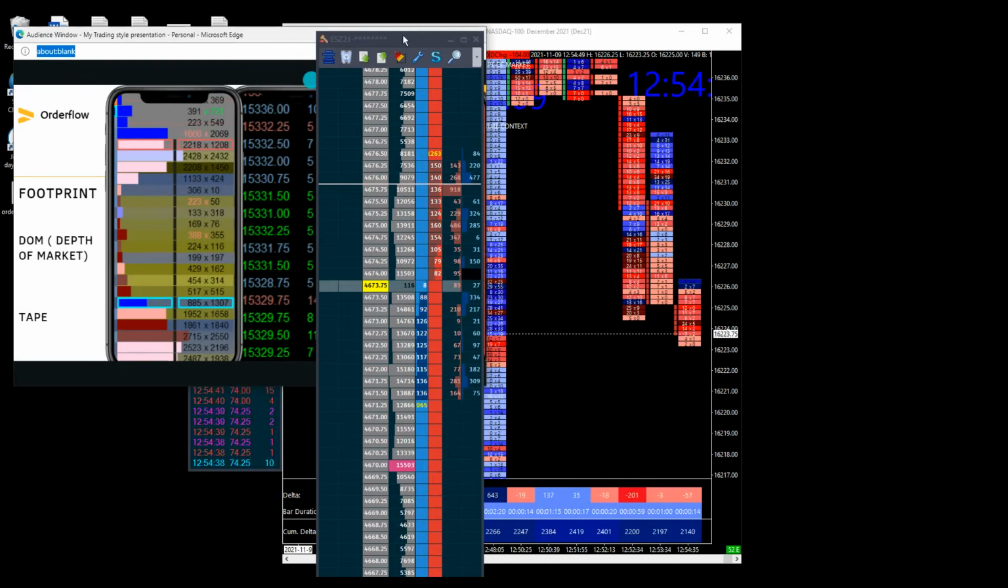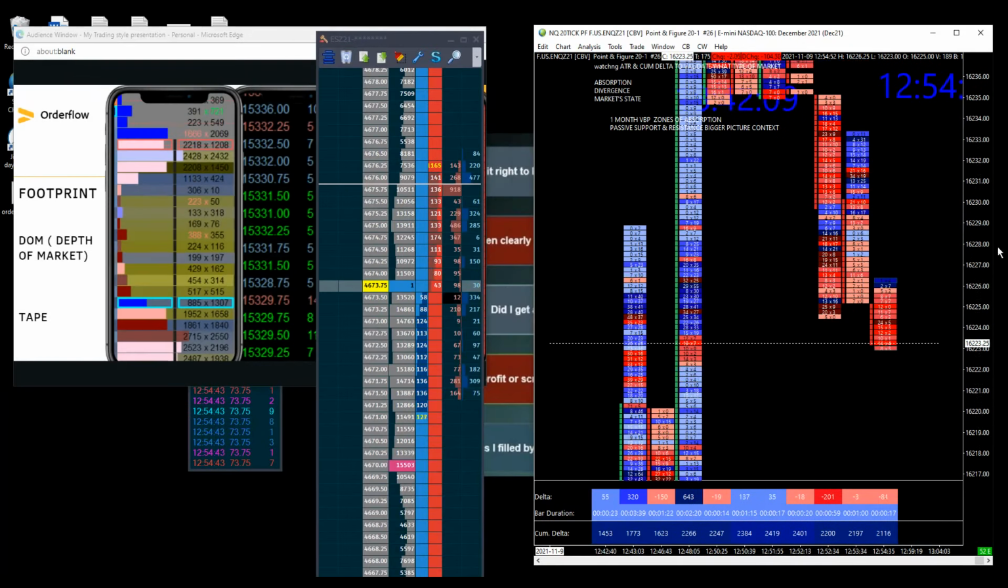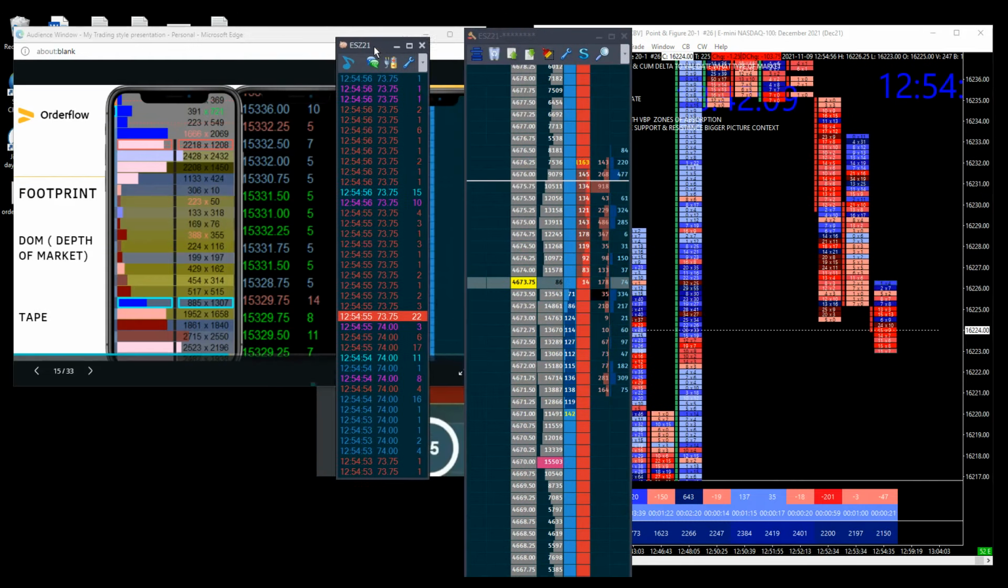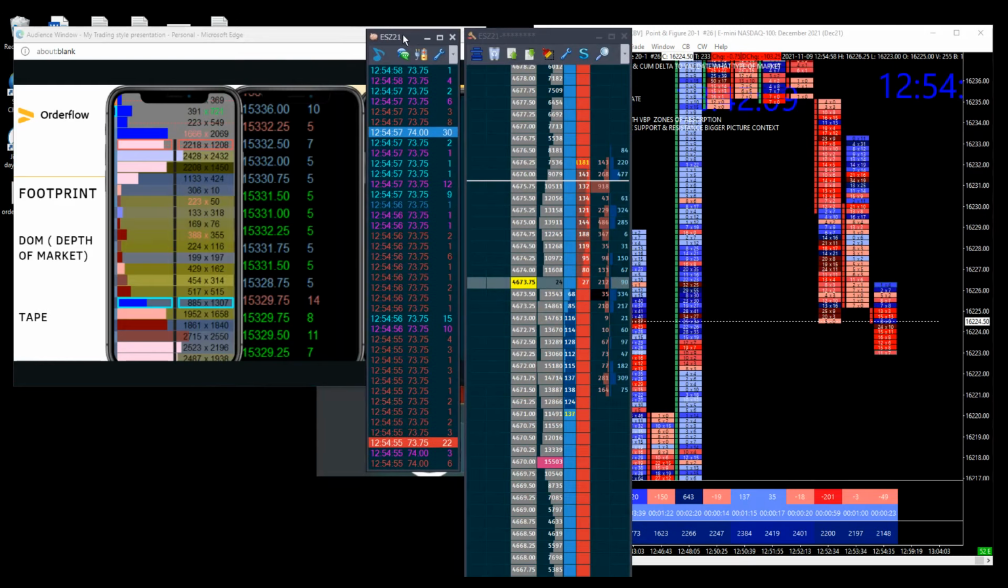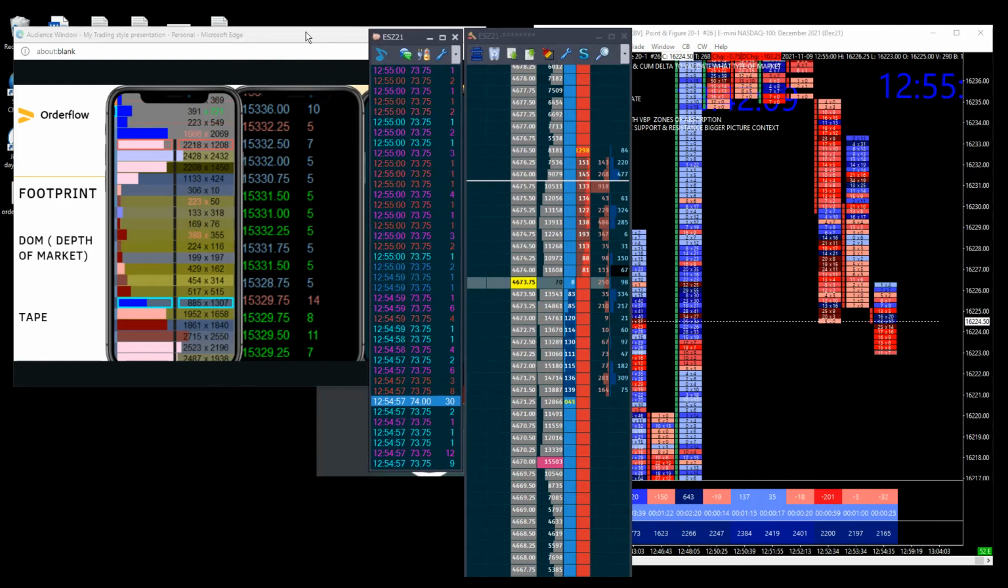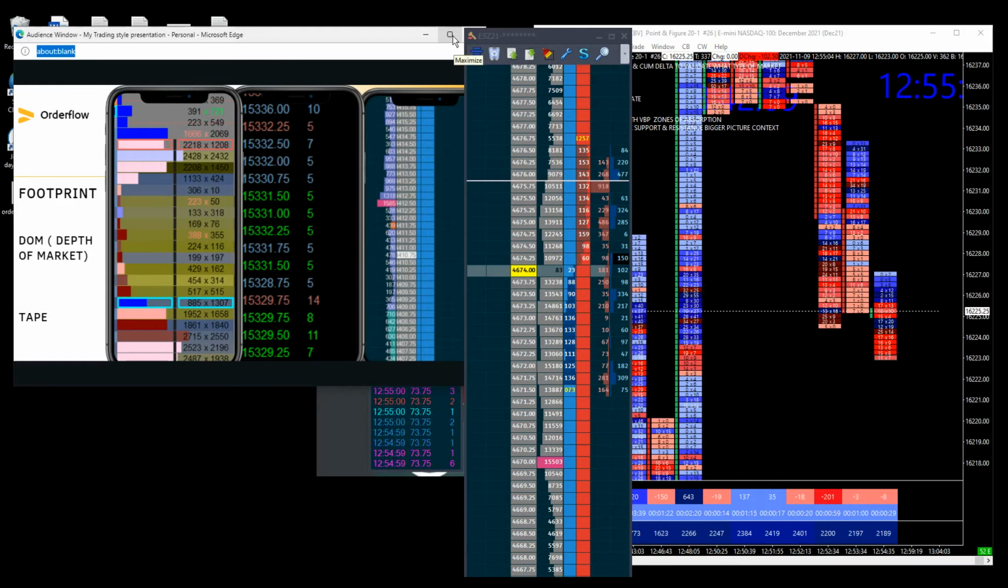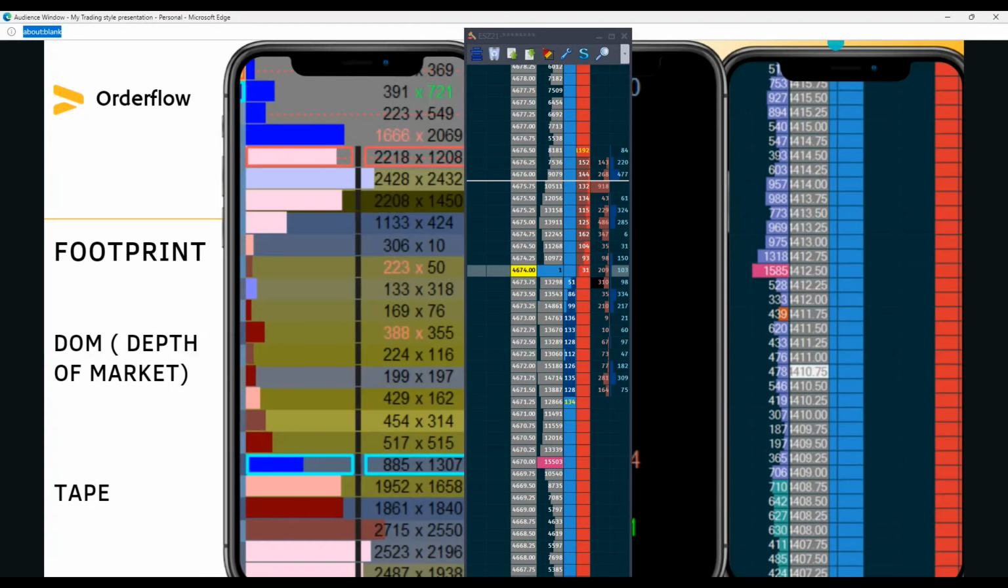So if I show you guys quickly, this is a regular footprint. You can have the dome like this. You can have the tape. These are all order flow tools that give you pretty much the same information, but in different ways to validate certain information that you would get from the market.